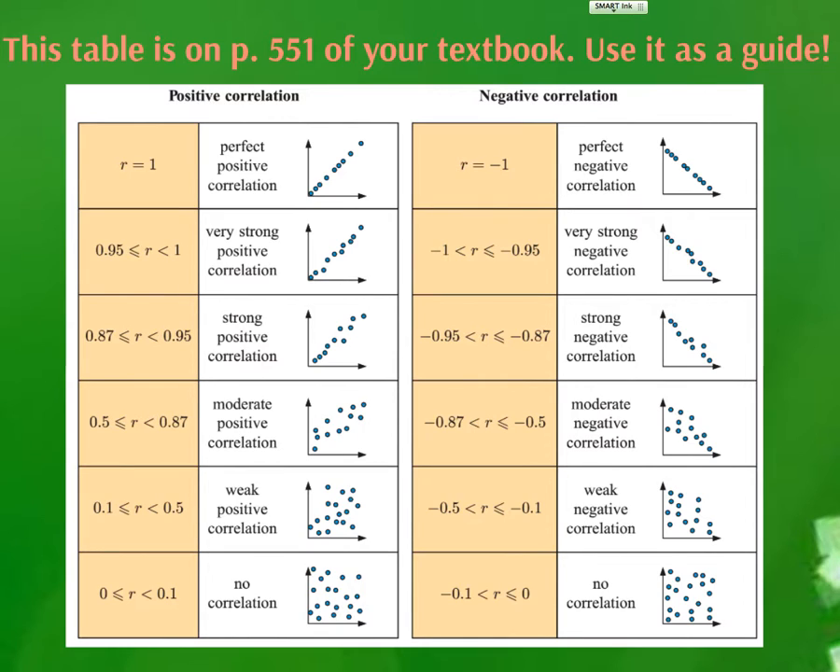I know I've been talking in the positives mostly. But if it's actually less than 0.1 or more than negative 0.1, like not close there at all, we aren't even going to be able to say there's any correlation. It's just completely random, so no correlation there. So definitely refer back to this chart as a guide.